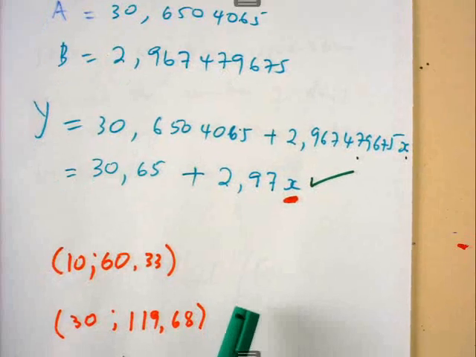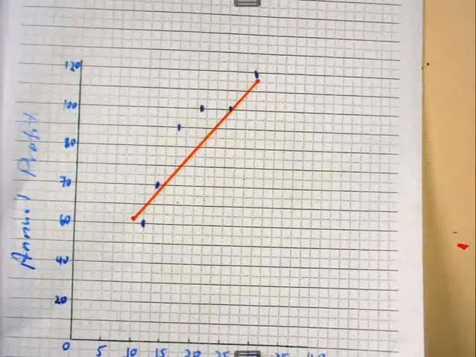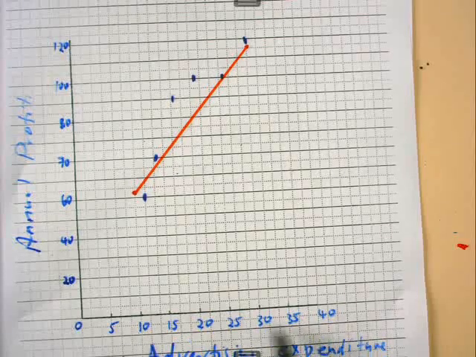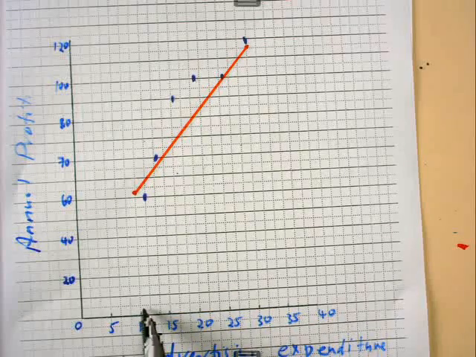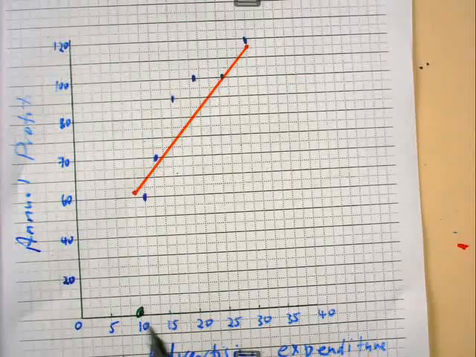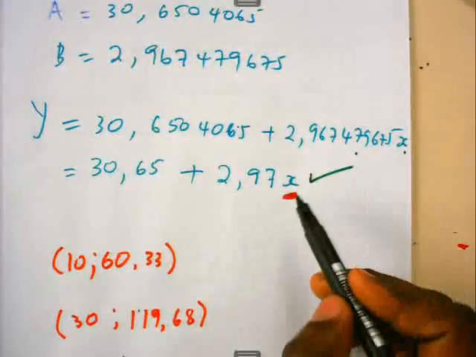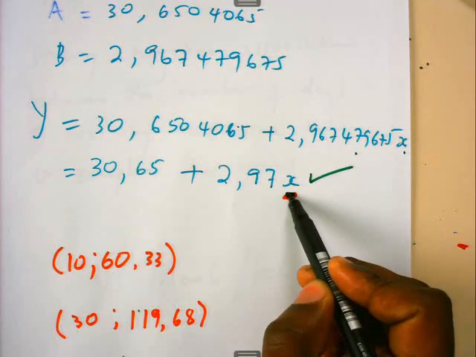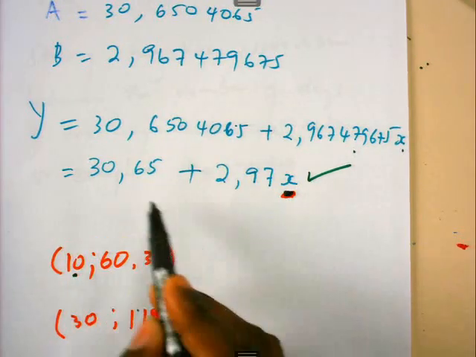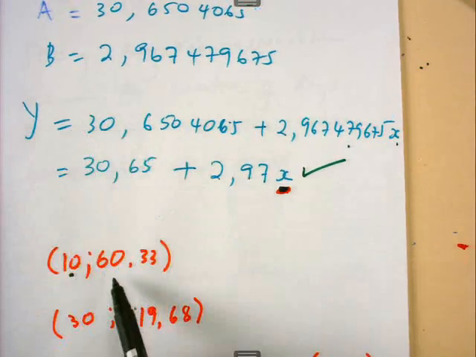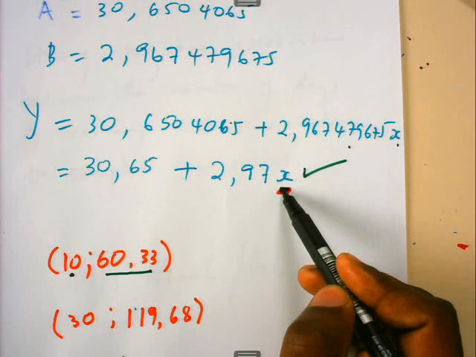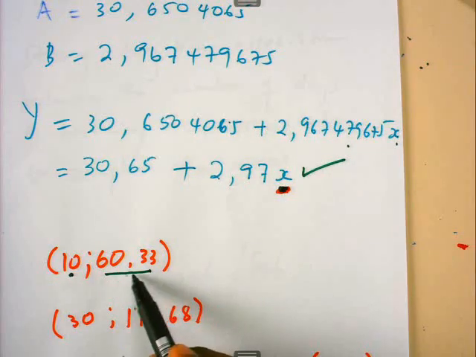Now, if the question says draw the line, because remember you have the scatter plot, but you don't have the line. To draw the line, we take any value of x on the x-axis, so we can take any value, maybe 10. I'm taking 10. When I substitute 10 for x, remember that 10 comes from the x-axis, y is equal to 60.33 on the calculator. When you substitute 10 for x, then y becomes that.